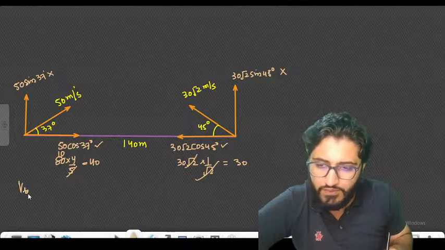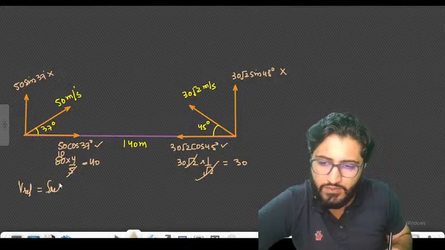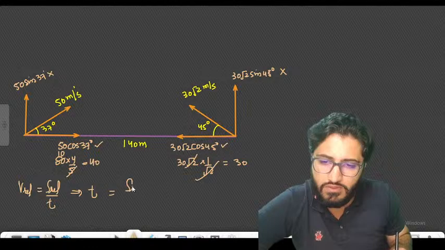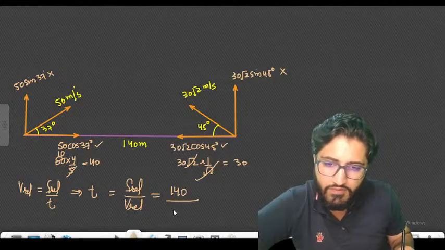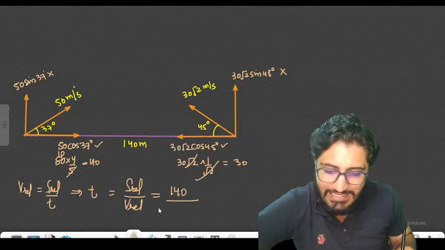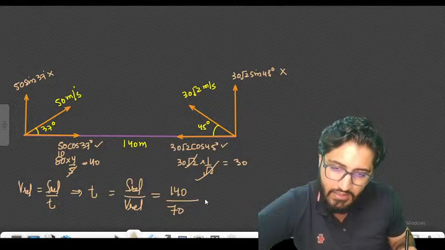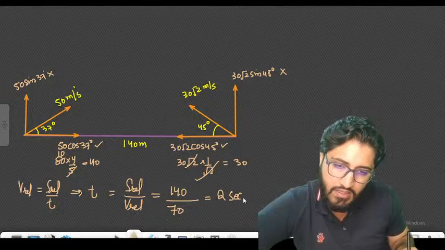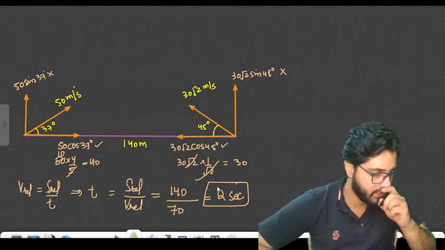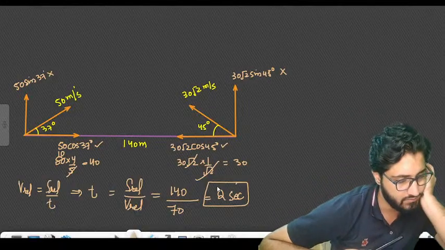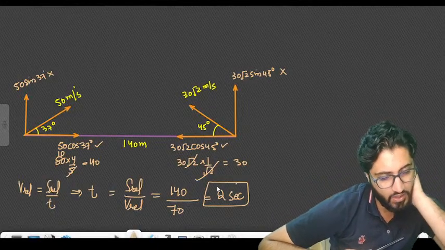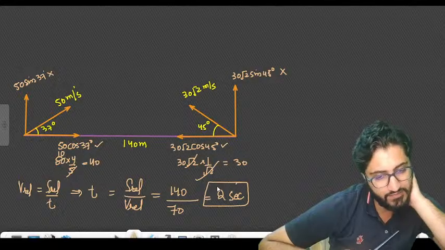V relative equals S relative by time t. Time equals S relative by V relative. S is 140, V is 40 plus 30, 70. It is 2 seconds. After 2 seconds of the motion, the particles will collide, or the relative displacement will be 0.